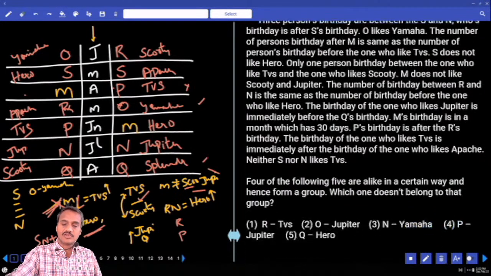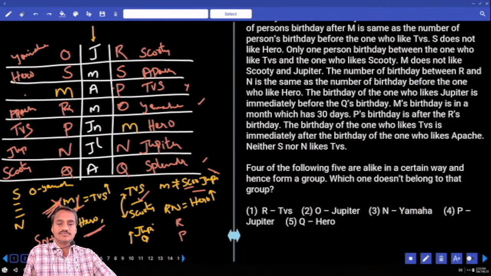And four out of the following means odd one out. R and TVS, R is two floors above this TVS. So 2 months before this TVS. And O and Jupiter, O is 2 months before Jupiter. N and Yamaha, N is after this Yamaha. Between N and Yamaha, there is exactly one. P and Jupiter, now between P and Jupiter, how many? There are two persons. And Q and Hero, there is exactly one. Hence, what is your answer?